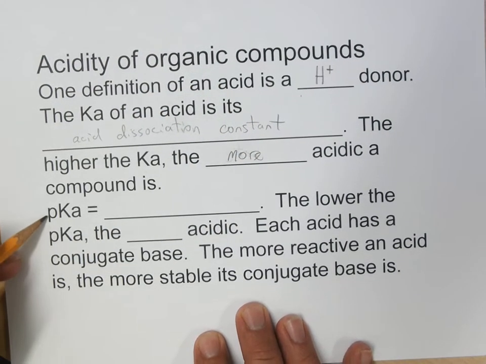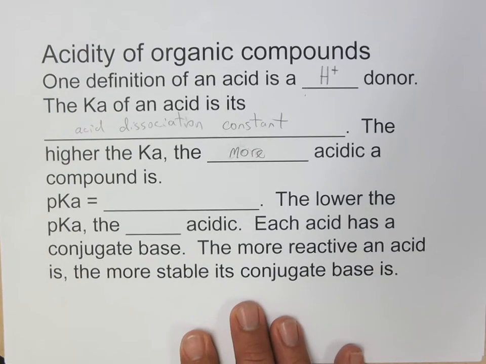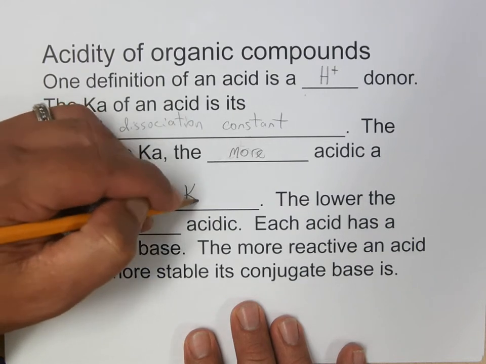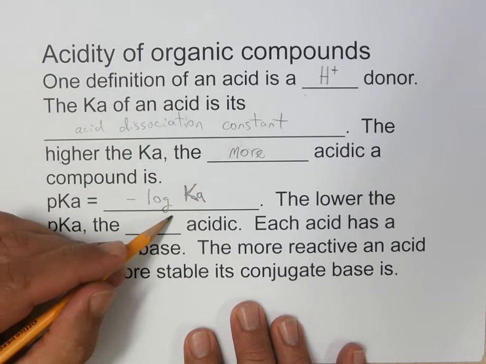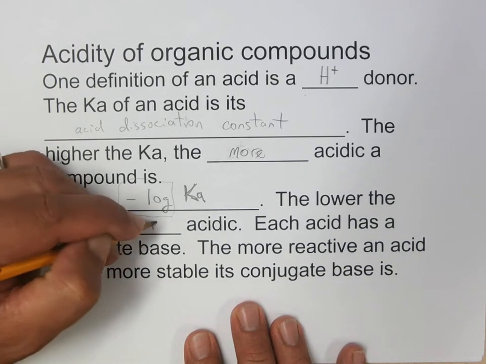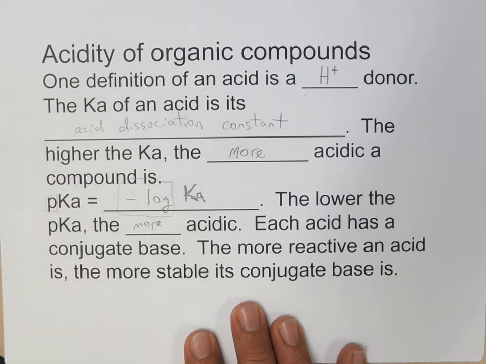And then pKa is a mathematical concept. The acid dissociation constants cover such a range that it's more useful to think of a log scale. So pKa is minus log of the Ka. Just like pH is minus log of the hydrogen ion concentration, the mathematical function negative log is the p part, negative log of Ka is pKa. The lower the pKa you have, the more acidic. So because of this negative sign, the higher the Ka, the lower the pKa.